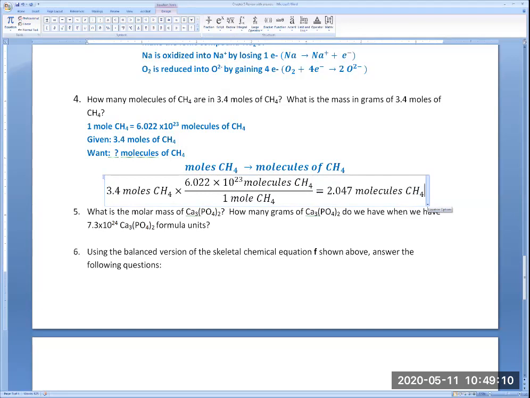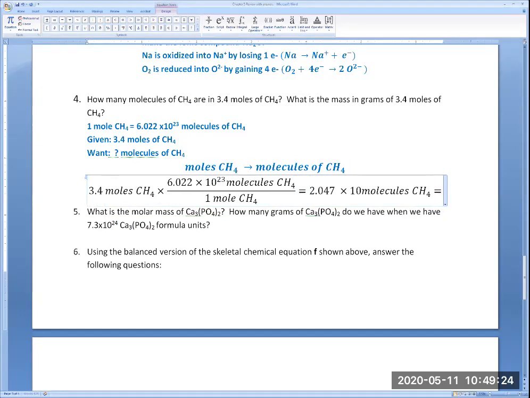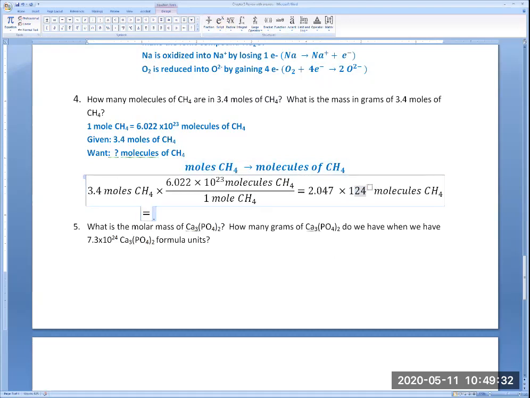So it's not rounded yet, right? I'll just show everything. So that's the calculator. Oops, I forgot the times 10. Do not forget that, because then it's absolutely not the same value. 10 to the 24th, my calculator says. Right? Don't forget to report everything from the calculator. So 2.047 times 10 to the 24th molecules.